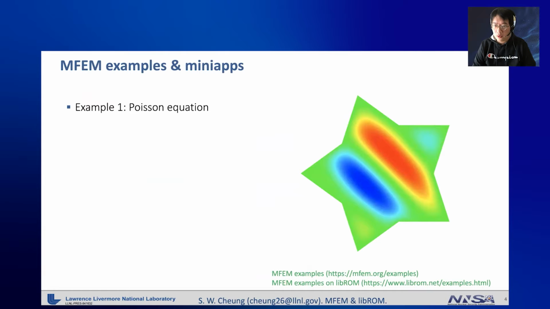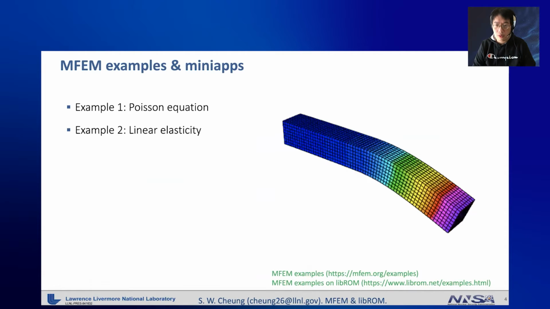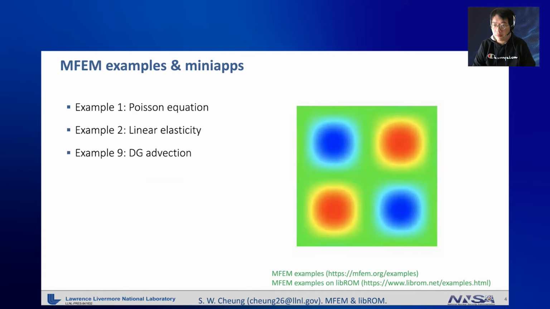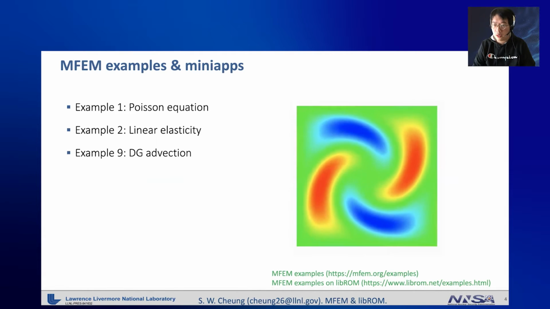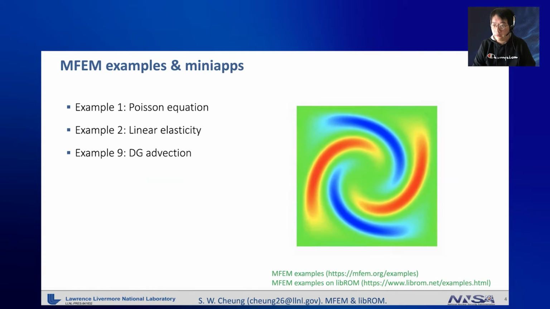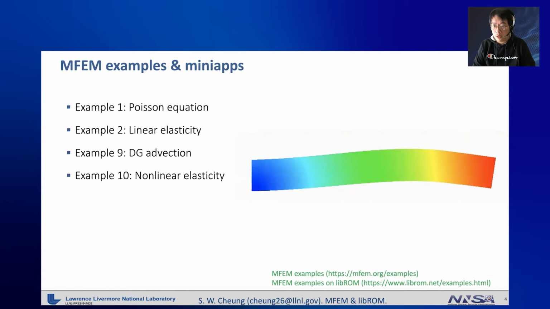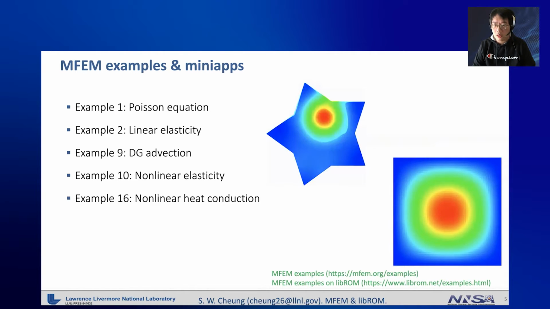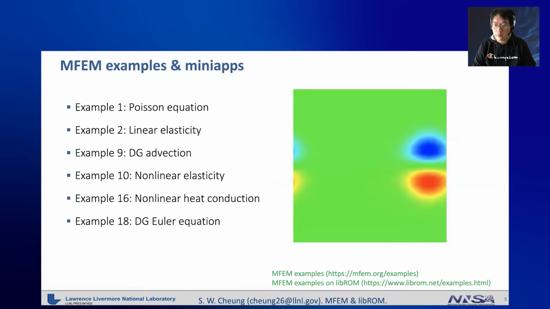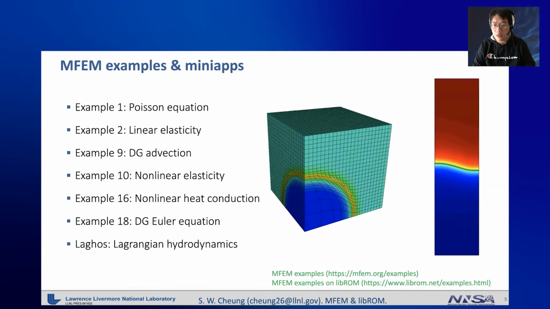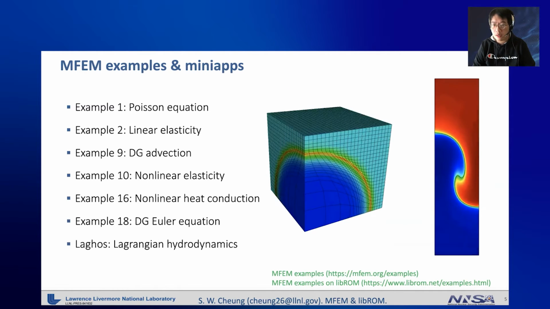Since this talk will focus on the use of reduced order model techniques to accelerate the MFEM simulations, we'll use some fantastic MFEM examples and mini apps for our numerical studies. For instance, we have the linear and static PDEs, including the Poisson equation and the linear elasticity. Next, we have a linear time-dependent PDE, the advection equation with the discontinuous Galerkin method. Then we'll have the more advanced nonlinear time-dependent PDEs, which include the nonlinear elasticity, the nonlinear heat conduction, the Euler equation with discontinuous Galerkin method, and finally, the Lagrangian hydrodynamics.